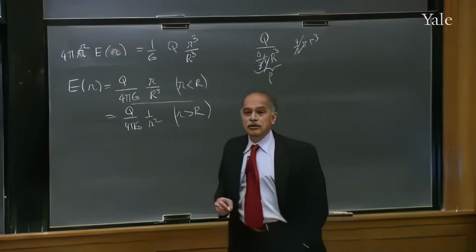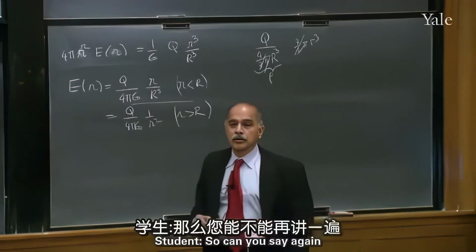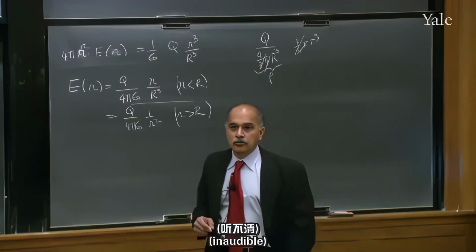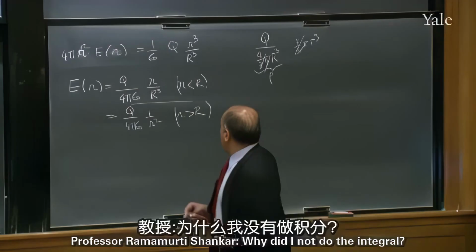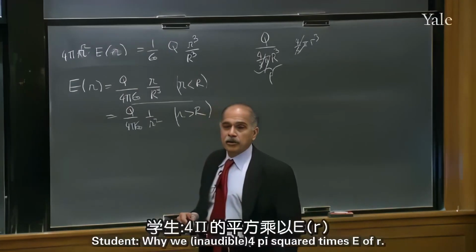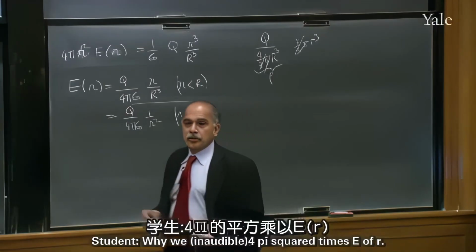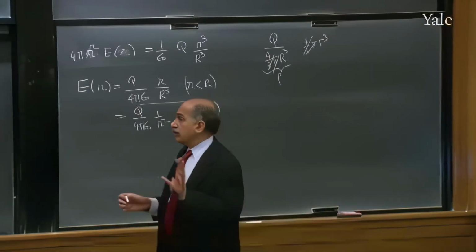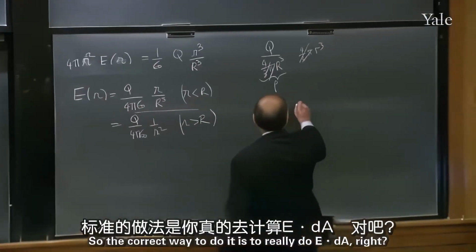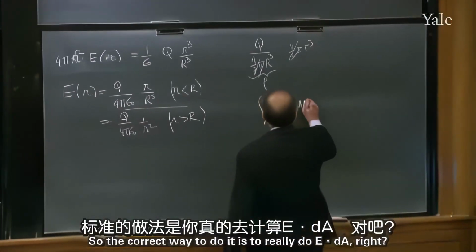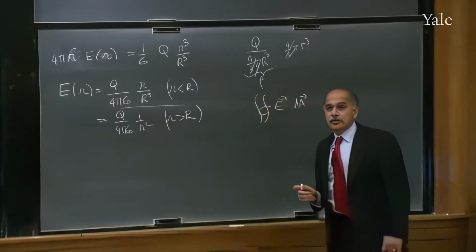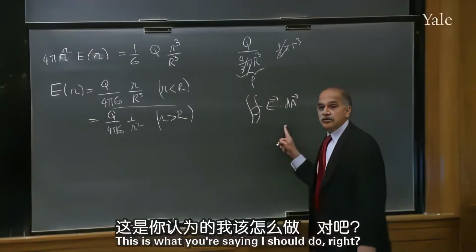Yes? Sorry, can you say again why we can assume that we don't have to do the E dot dA integral, why we can just say it's area times it? Why did I not do the integral? Or why we can say this 4 pi r squared times E of r? Why do I do that, you mean? Yeah. Right. So the correct way to do it is to really do E dot dA, right? If I did that, it'll be fine with you, correct? This is what you're saying I should do, right?